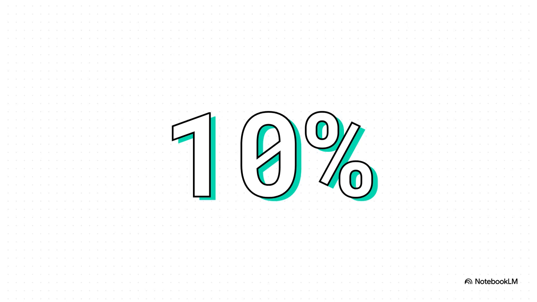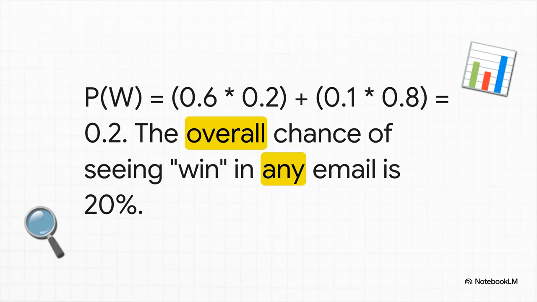But, and this part is really important, the word win doesn't only appear in spam, right? Your friend could email you about a big win in their favorite video game. So, to figure out the total evidence, we also need to know how often win appears in perfectly legitimate emails. Let's say that happens about 10% of the time. So now we can calculate the total evidence. What are the odds of seeing the word win in any random email, good or bad? Well, as you can see, we take that 60% chance it's in spam and multiply it by the 20% of emails that are spam. Then we add the 10% chance it's in a good email, multiplied by the 80% of emails that are good. Add those 2 bits together, and we find out the word win appears in 20% of all emails, period.